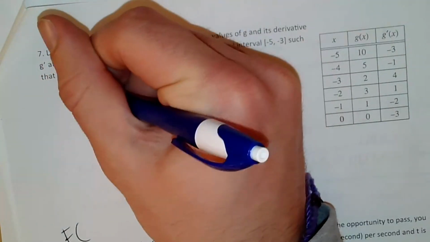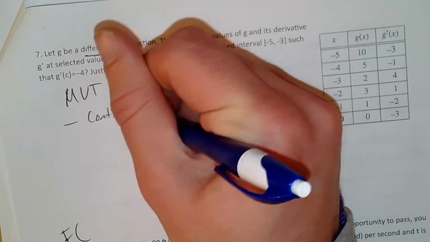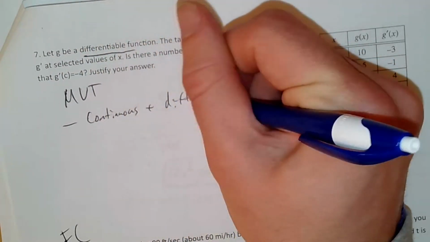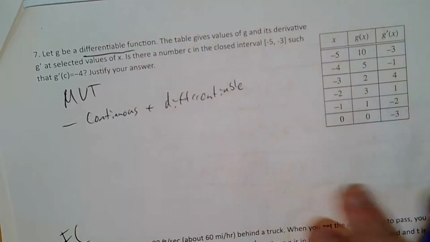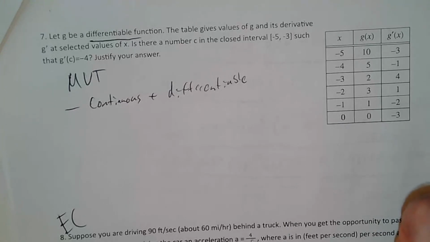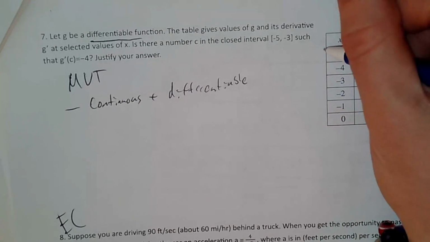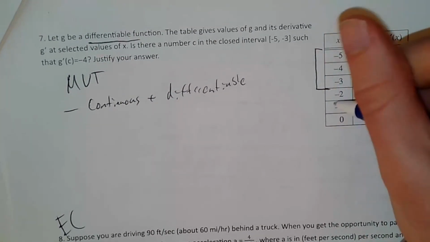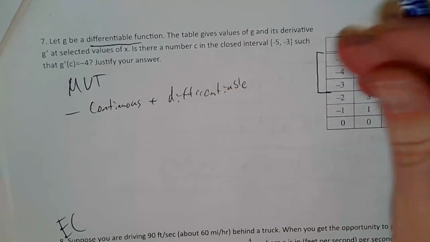By the way, this is mean value theorem. So conditions are needs to be continuous plus differentiable, which I assume. I would tell you that if it was continuous on the test. I assume that this is continuous. So, okay, it meets that requirement. And we're looking at -5 to -3 right here. So I actually don't care about this over here. And what we're seeing is, is there some point where the derivative should equal -4?